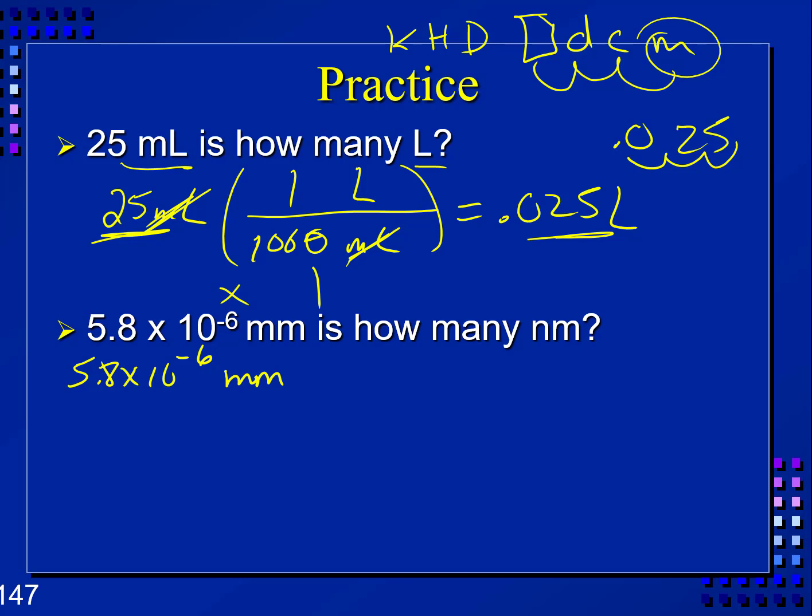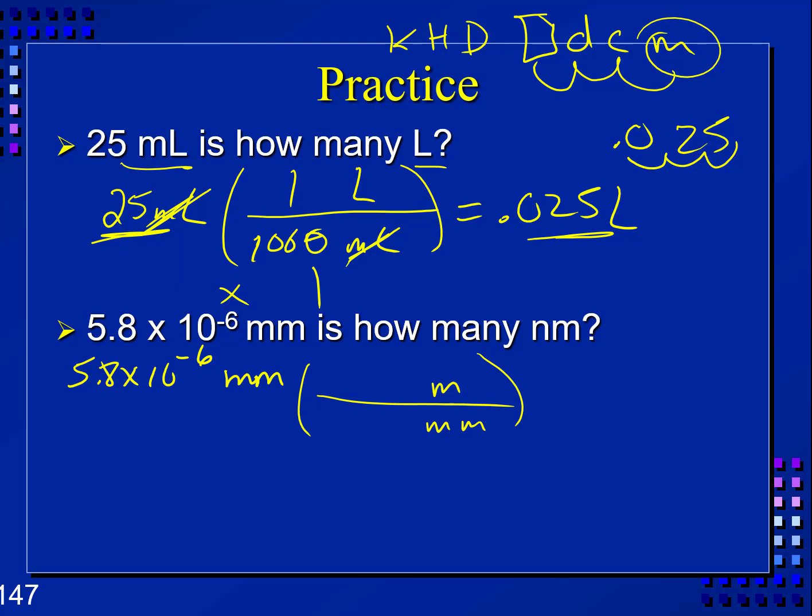What unit do I want to get rid of? The millimeters. Where does it have to go? On the bottom. What can I turn millimeters into? Do you know what the relationship is between nanometers and millimeters? Do you want to memorize the relationship between all the possible combinations? No. So you don't try to go from prefix to prefix. You go from prefix to base unit. So I'm going to go from millimeters to meters, because that one I know. That one I'm supposed to know.